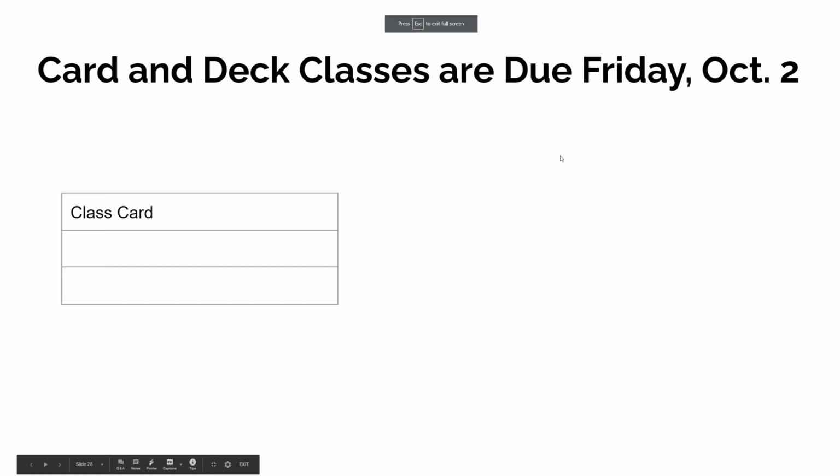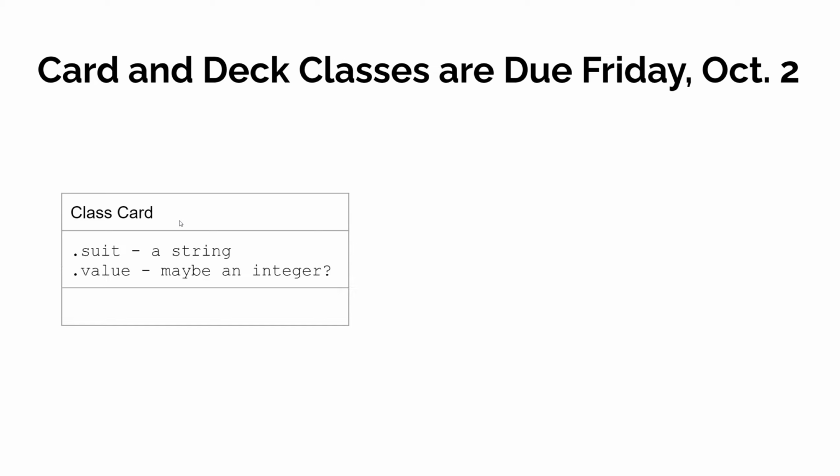So when we think about modeling classes in code, sometimes it can be beneficial to use this sort of model diagram that computer scientists have come up with a long time ago. First, we name the object that we're talking about, and then we have a section for its data, right? The data associated with class card should be a suit and a value.